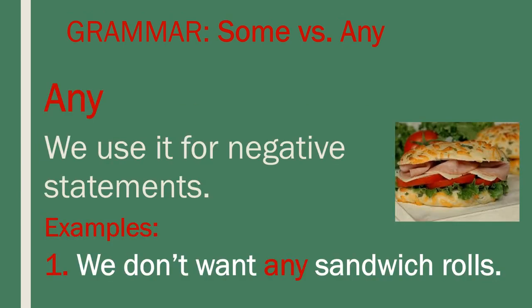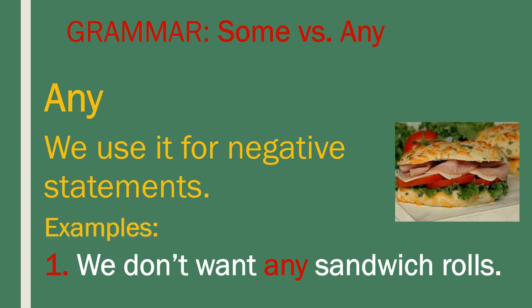Now let's talk about the quantifier any. Any. We use it for negative statements. This is rule number 1, okay? Examples. Number 1. We don't want any sandwich rolls. So as you can see, we use the negative word don't, okay?